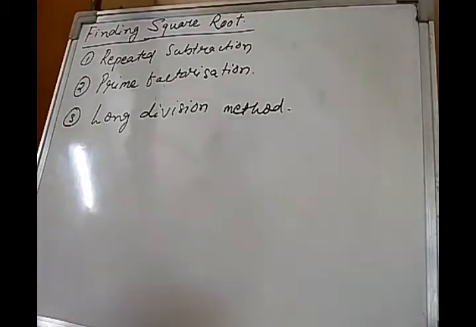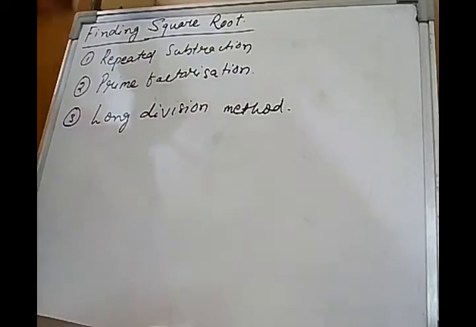Today we will learn how to find the square root. There are three methods for finding the square root. One is repeated subtraction, second one is prime factorization, and third one is the long division method. Here, first we will discuss repeated subtraction.